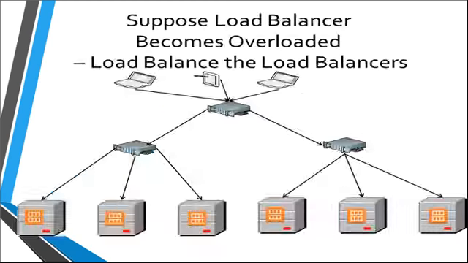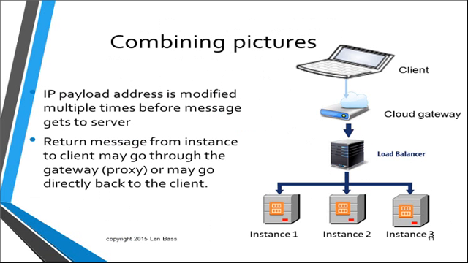Now, suppose the load balancer becomes overloaded. Then you load balance the load balancer. So you could have a hierarchy of these things. So the IP address is going to be modified a bunch of times in this kind of situation. A client sends a message, it goes to a gateway, which modifies the destination to send it to a load balancer, which modifies the destination to send it to a server. And then the response could go back to the gateway, or the response could go back directly to the client.